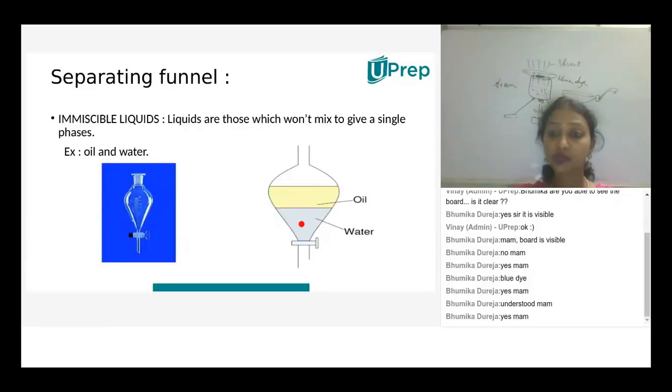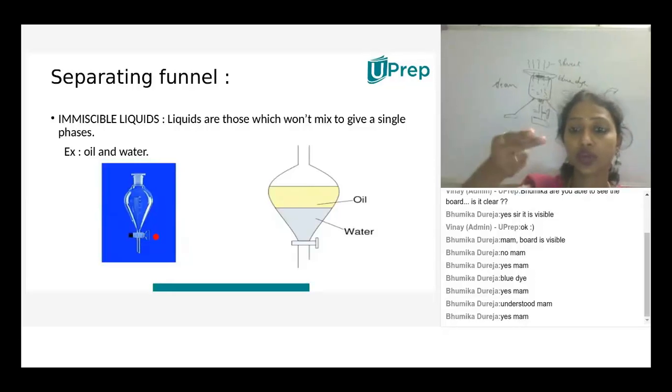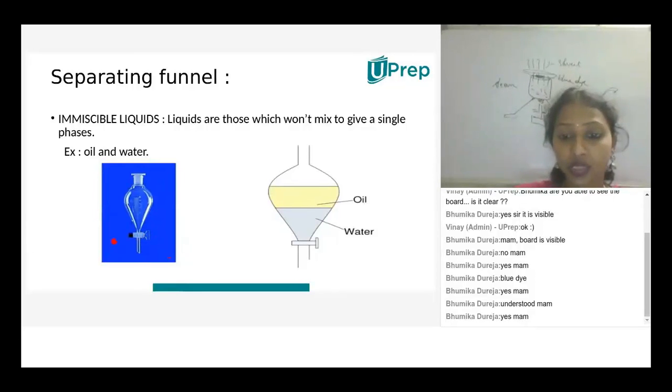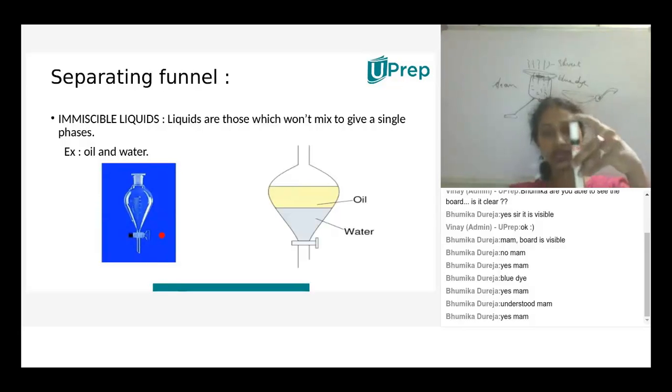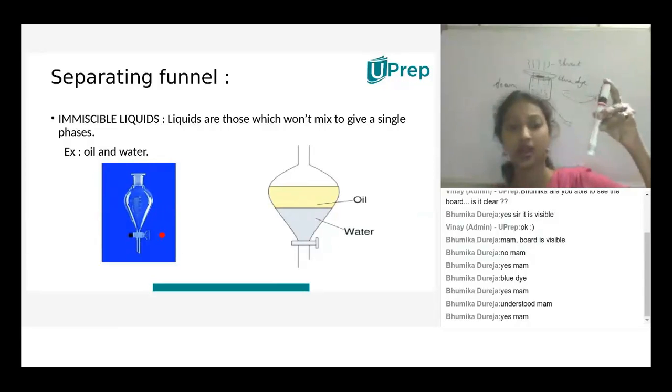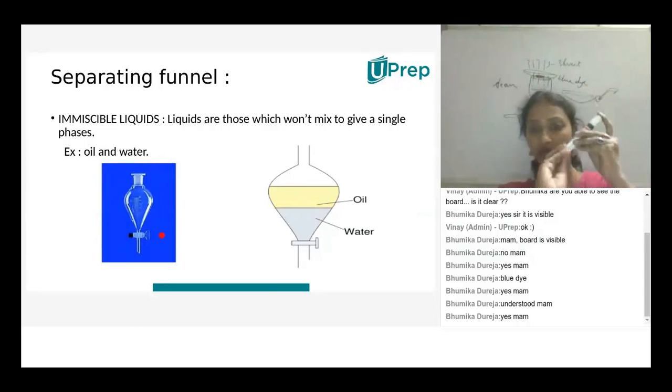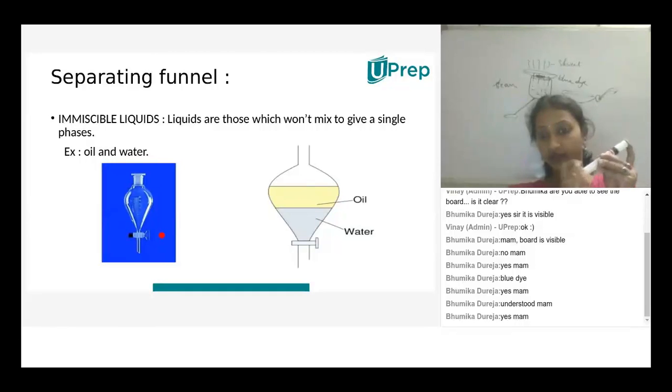If it is not possible in the class to do this experiment, what do we need to do? We need to hold the separating funnel by holding the lid. This is called the lid and this is the knob, which is used for opening and closing. This is the nozzle, the outlet of the separating funnel. We hold the separating funnel like this, placing the left thumb here, and with the right hand we shake like this. This is the technique to hold the apparatus.